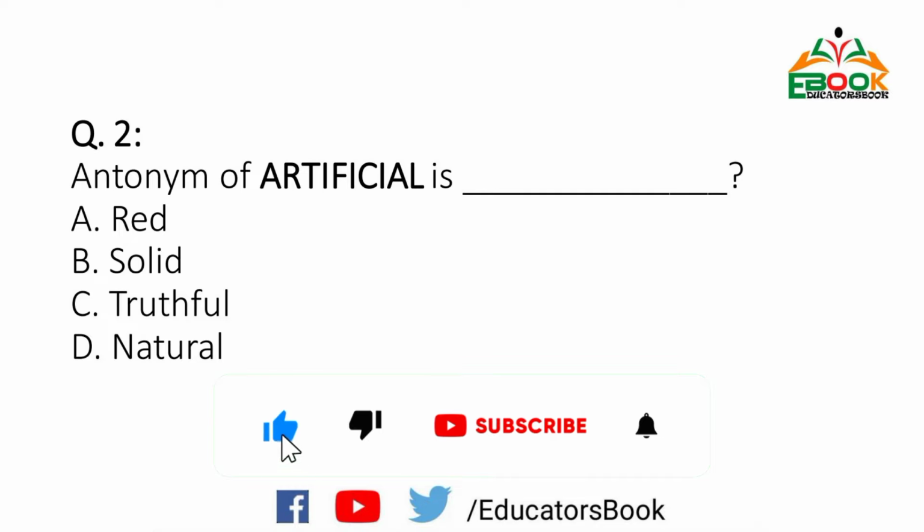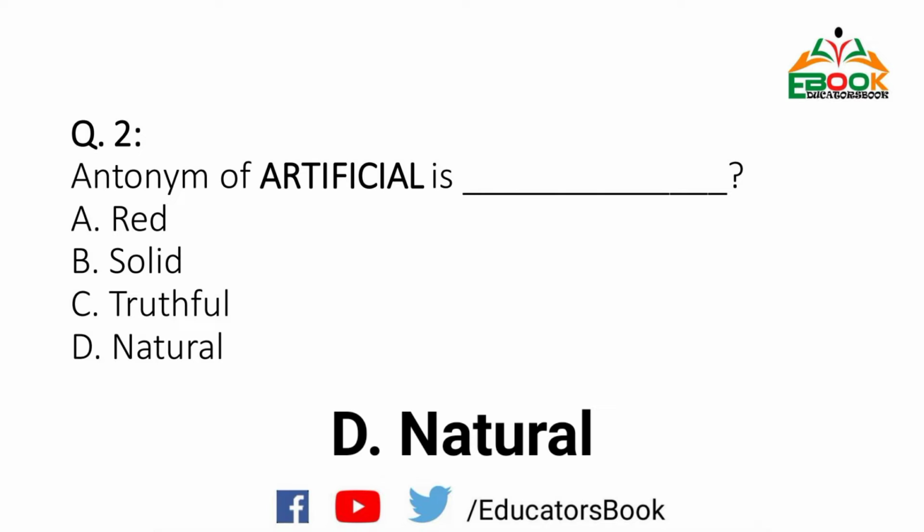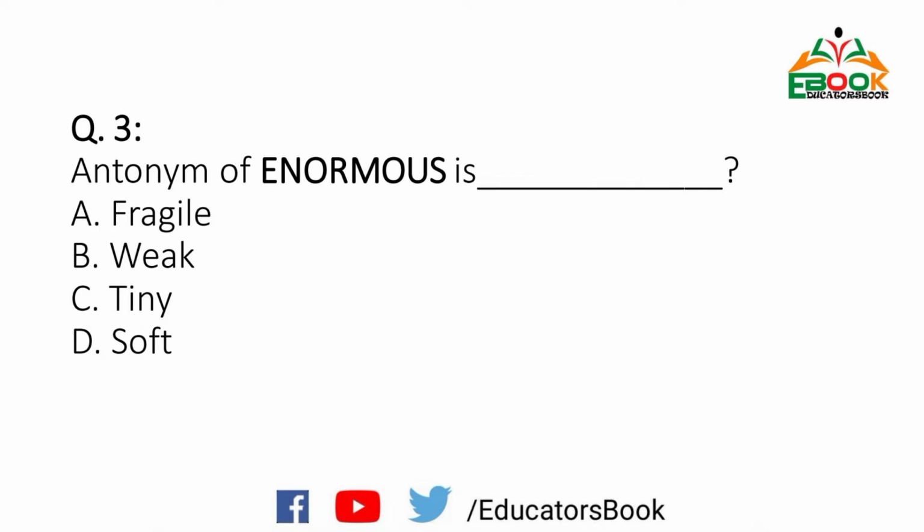Question number 2. Antonym of artificial is A. Red, B. Solid, C. Truthful, D. Natural. The correct answer is option D, natural.